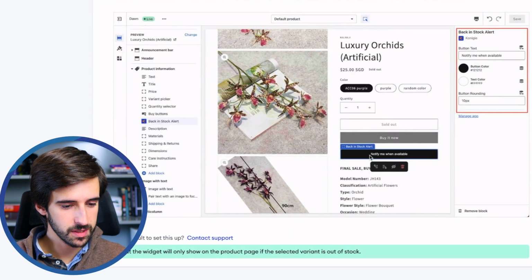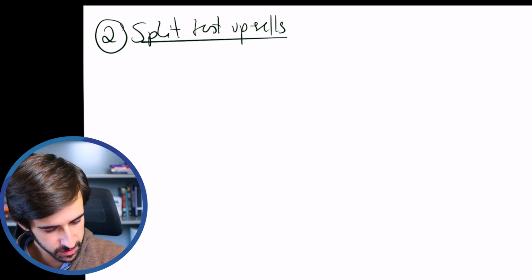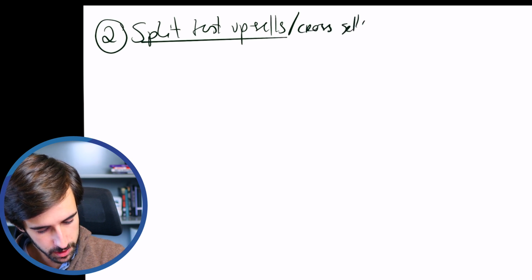There's going to be a button that says "notify me when I'm available." And once people click that button, you will know how many people were actually interested in knowing when that product starts to be sold. So in this case, you're split testing upsells and cross sells as well. This doesn't only apply to upsells, of course. It also applies to cross sells.